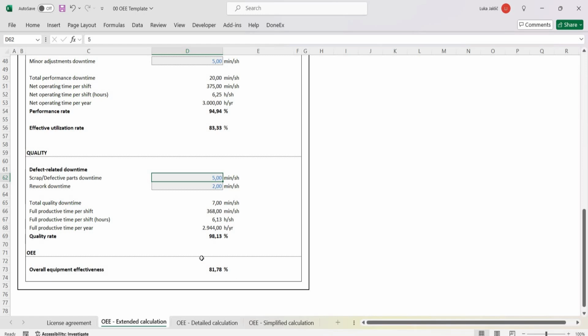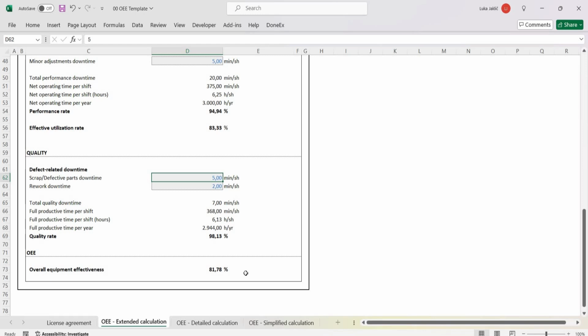Combining all these factors, availability, performance, and quality, the overall equipment effectiveness, or OEE, is calculated to be 81.78%. This percentage reflects the combined impact of these three areas on the overall efficiency and effectiveness of the production process.